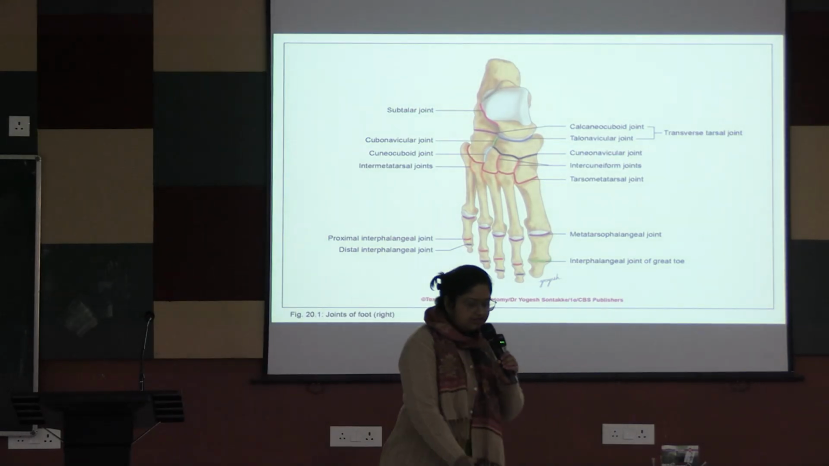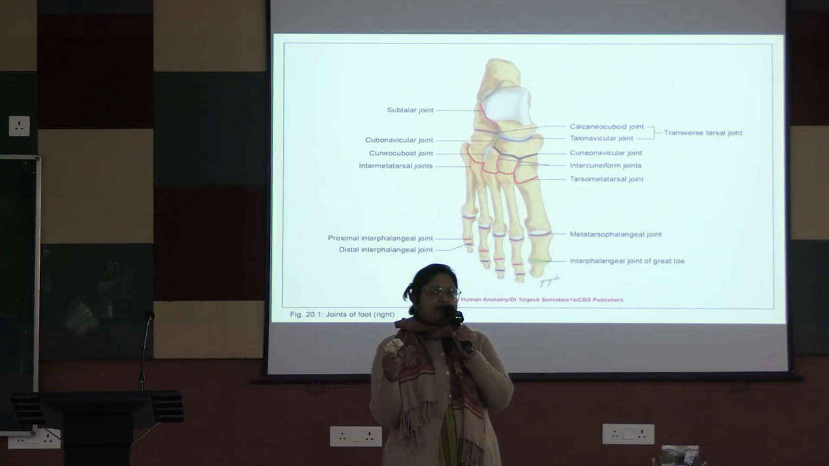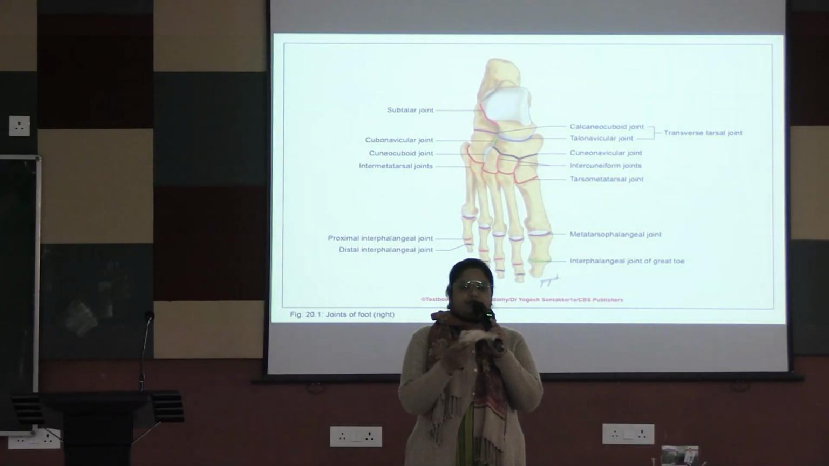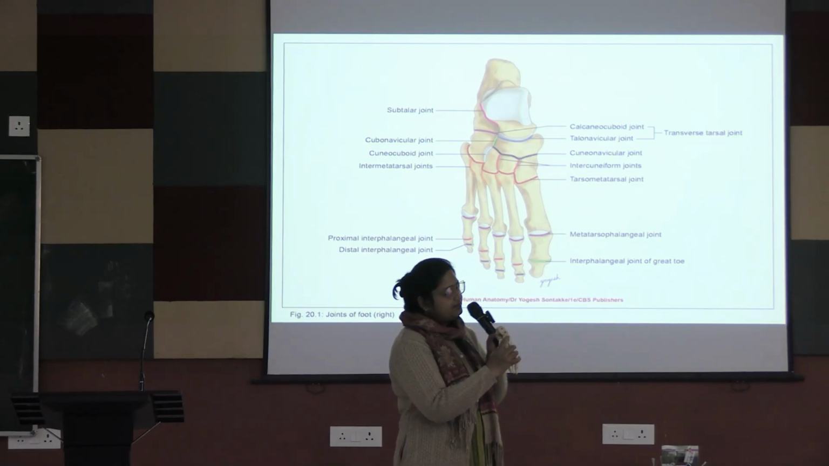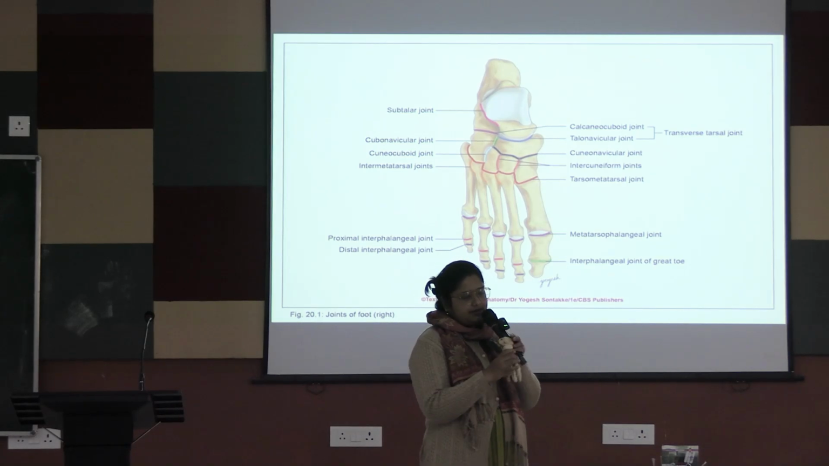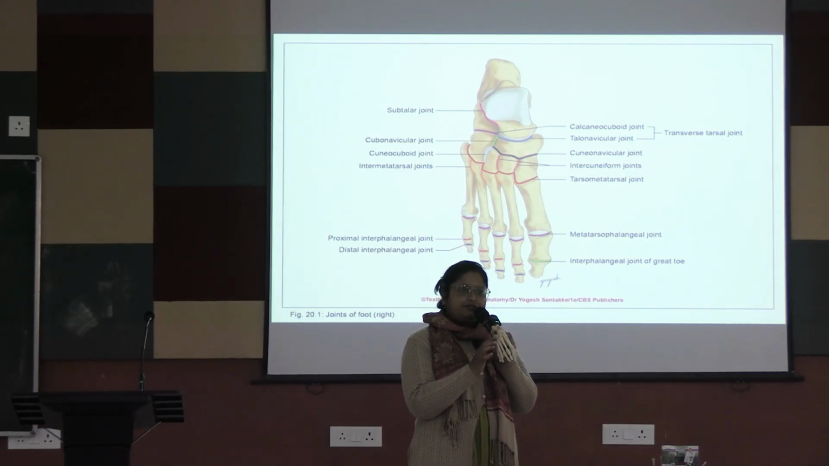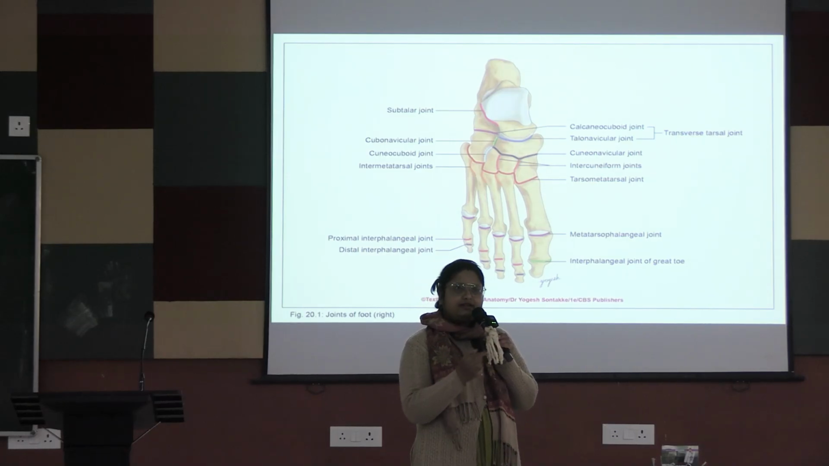So this is the articulated foot. This will be the anatomical position of the skeleton of the foot. This bone is the talus. Here is the calcaneum. Near the head of the talus is the navicular. Near the anterior end of the calcaneum is the cuboid. Here are the three cuneiforms: medial, intermediate, and lateral cuneiform. All these articulate anteriorly with the metatarsals.